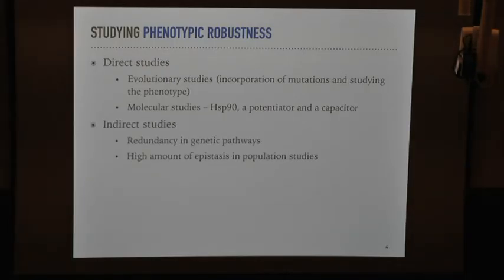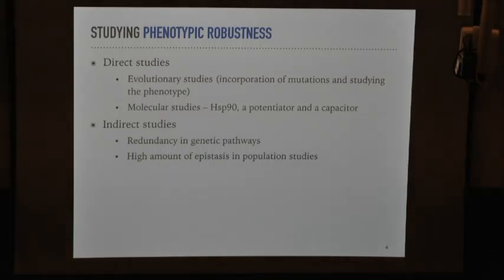People have also done indirect studies and inferred that phenotypic robustness should be present in populations. We know from many high throughput gene interaction studies, protein-protein interaction studies, and transcriptome studies that there is redundancy in the genetic pathways within a cell. We also know there is a high amount of epistasis in most complex traits, where a quantitative trait locus identified in one population usually does not have the same effect in another population. And the interactions between two quantitative trait loci could be very different in different populations.